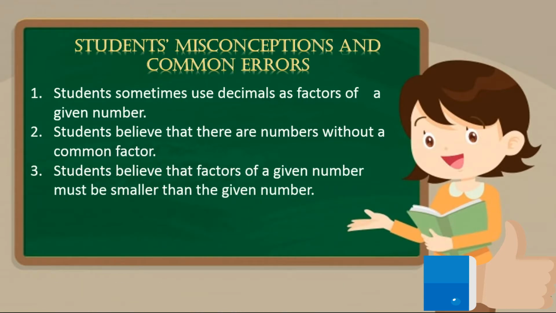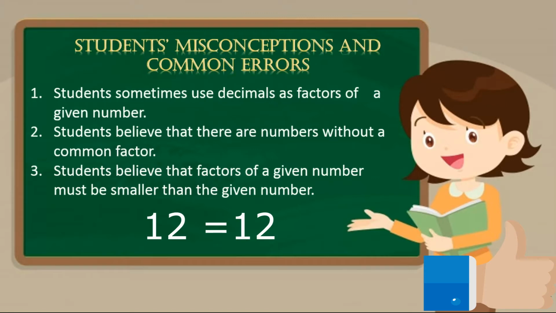The third one is that students believe that factors of a given number must be smaller than the given number. They do not realize that the number itself is a factor. Say for example, for 12. They know that the factors of 12 are 1, 2, 3, 4, 6. Some do not realize that 12 is also a factor and that 12 is not smaller than itself.